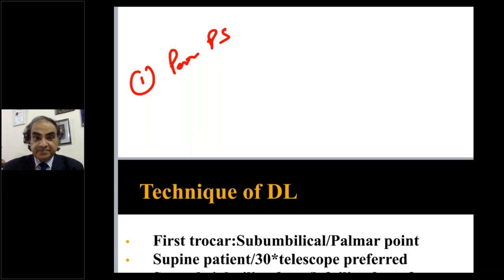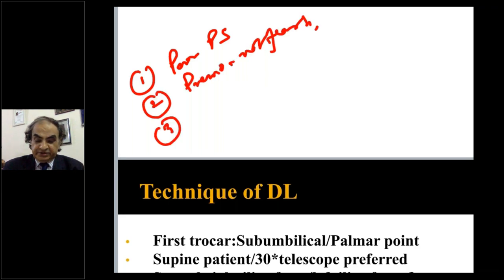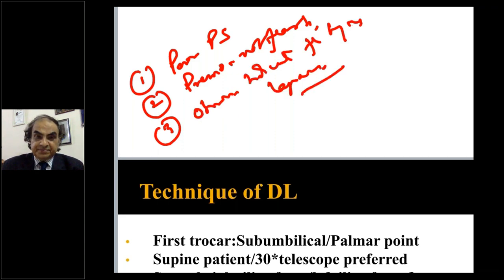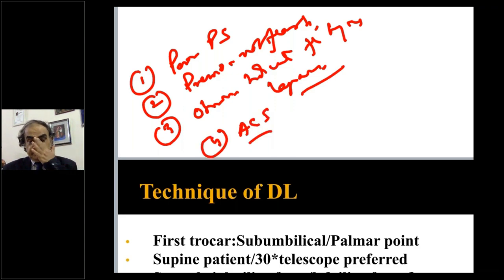3, obvious indications for surgery, laparotomy. You have a perforation. You have an intestinal obstruction. And 4 is abdominal compartment syndrome, which means the patient has such a high pressure that you would kill him by raising the pressure. They need decompression. And laparoscopy is not a decompression. You will need a decompressive laparotomy.